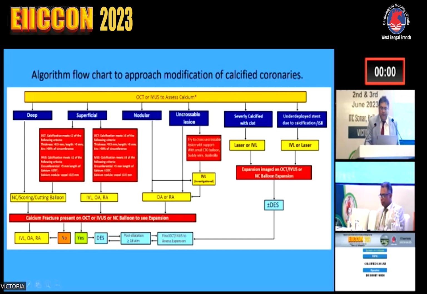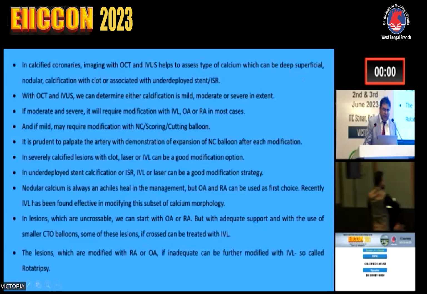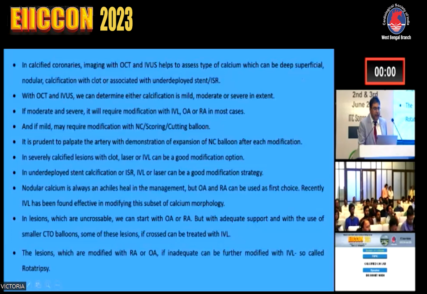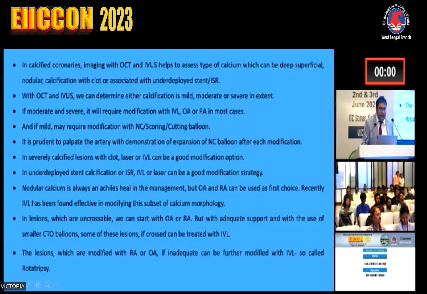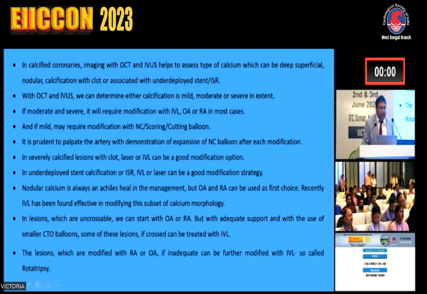Similarly, for the underdeployed stent, which is due to calcification or ISR, where we find there's a calcified plaque, we can treat these patients again with IVL. I will keep it as the first choice, and the laser the second choice. And we see the expansion on OCT and IVUS, or we can see the NC balloon expansion and then deploy the DES. So this is in a nutshell what I have described, that we must look for the treatment, first of all, quantitate the calcium and then decide our treatment.